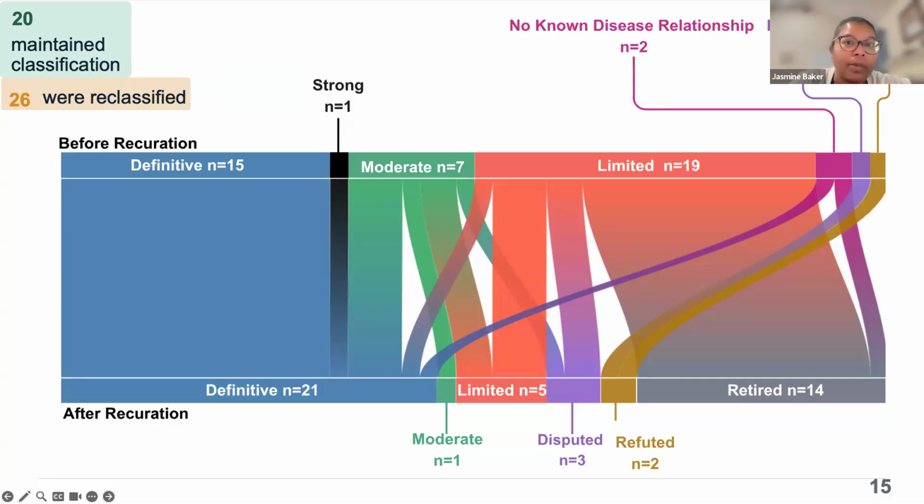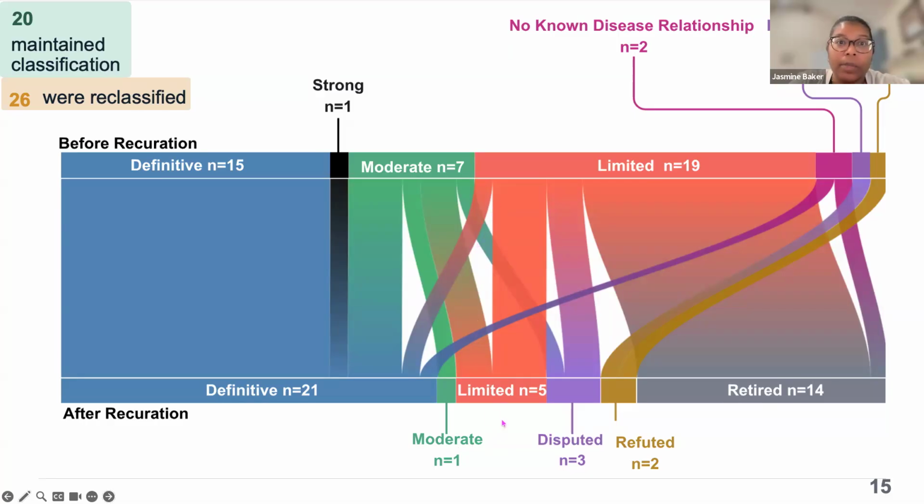So if you're trying to read this flow chart, you can see that before recuration, we started off with 15 definitive gene disease validity curations, and now we have 21. We don't have any strong anymore because it moved to definitive, which is nice, because that does help later on once you get to the clinical reporting side and people want to actually look and see which genes are associated with diseases. We only have one moderate now, when initially we started out with 7.